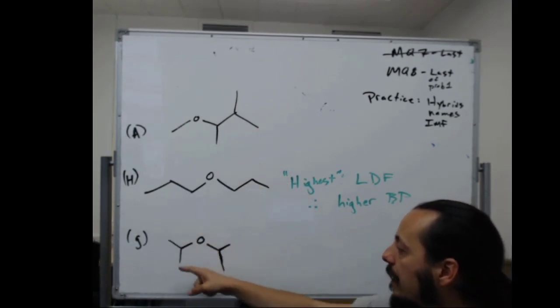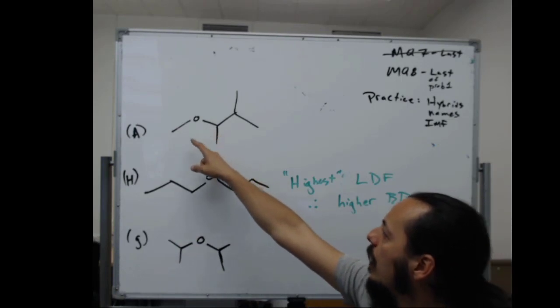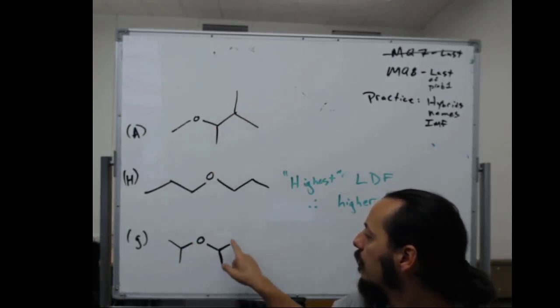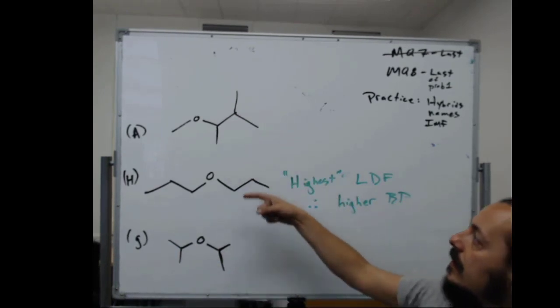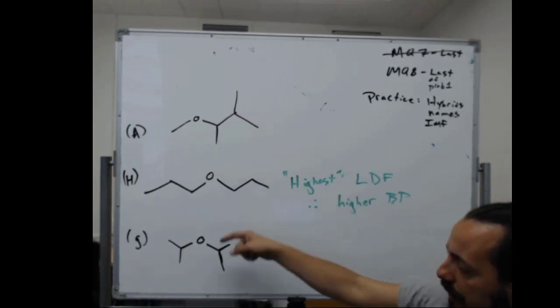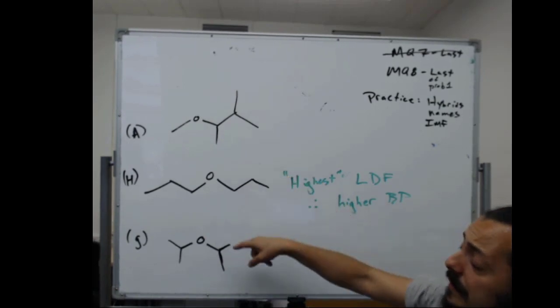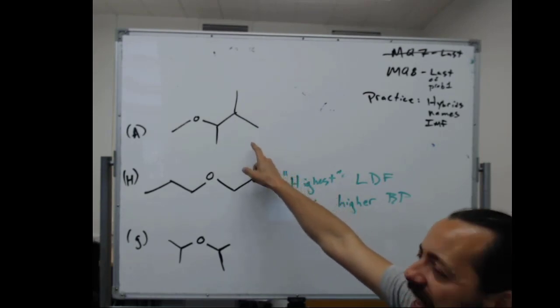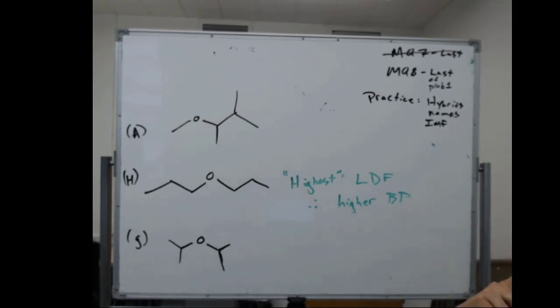has more branching. We got the double-double. 1, 2, 3, 4, 5, 6. 1, 2, 3, 4, 5, 6. So yeah, between these two, this one's a little bit more spread out than this one. So A and G is really hard to tell. They're going to have very similar boiling points, but I think A is going to be a slightly higher boiling point than G.